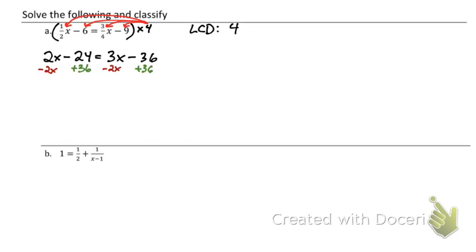That way we're going to have 2x minus 2x, which is going to equal 0. Negative 24 plus 36 is going to be 12. That's going to leave me with x. Negative 36 plus 36 is 0. So we're just left with x equals 12.